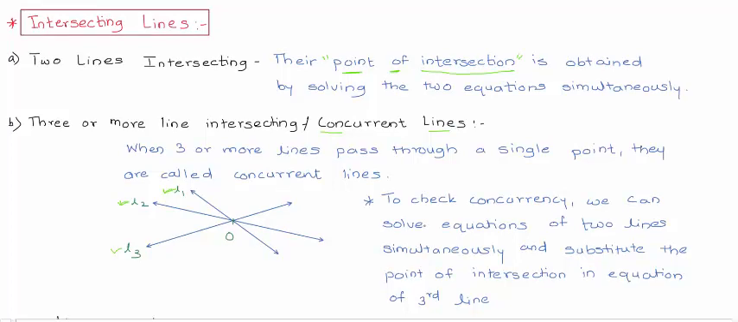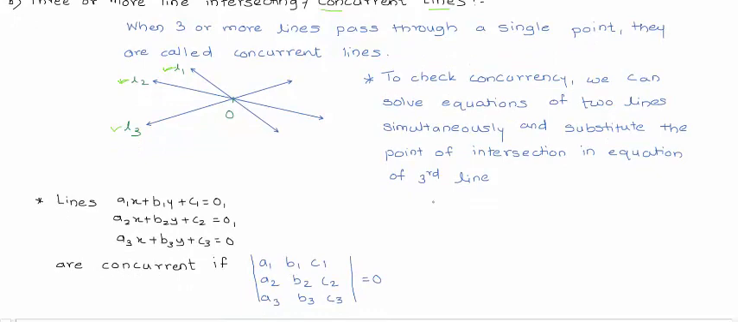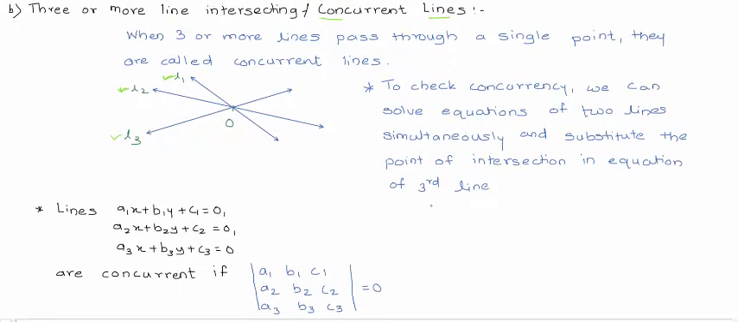Okay. Otherwise, we have another method to check concurrent lines. That method is here. Lines A1x plus B1y plus C1 equal to 0, A2x plus B2y plus C2 equal to 0, A3x plus B3y plus C3 equal to 0 are called concurrent if this condition holds true. That is, determinant of A1 B1 C1, A2 B2 C2, A3 B3 C3 is 0.